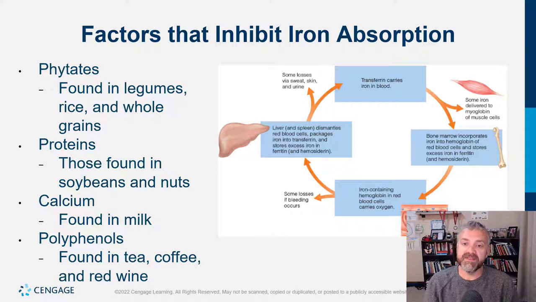All right, the transferrin is going to carry the iron in the blood, and it will be delivered to the myoglobin of your muscle cells, plus taken to your bone marrow to make more hemoglobin, to make more red blood cells. And then we're back at the beginning.